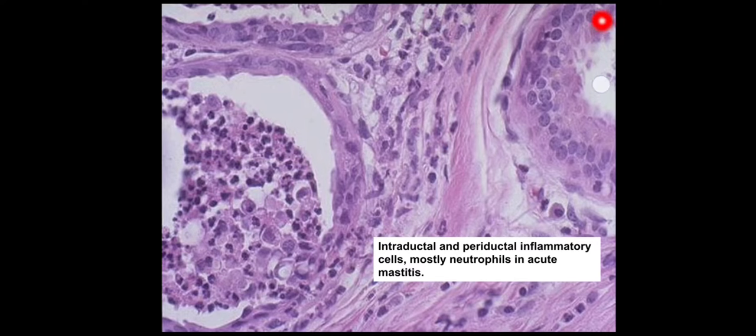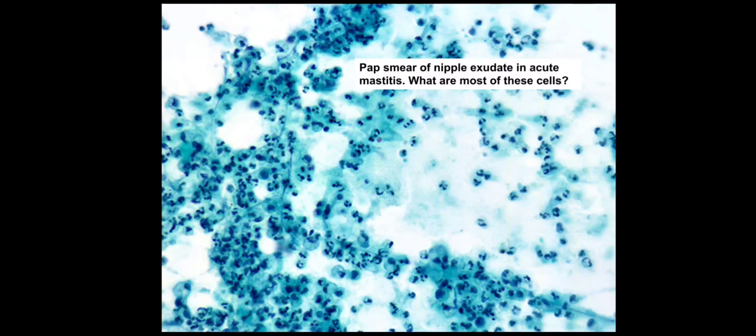so this is a microscopic section showing a part of acini. In this acini, it is slightly flattened and the lumen of the acini is filled with debris. So you are seeing mononuclear macrophages here, the big cells, and here you are seeing the multilobated small pyknotic nuclei of neutrophils. So neutrophils are characteristic of acute inflammation. Here you can see neutrophils in the lumen as well as sometimes outside the lumen. So intraductal and periductal acute inflammatory cells, which are mostly neutrophils, can be seen in acute mastitis.